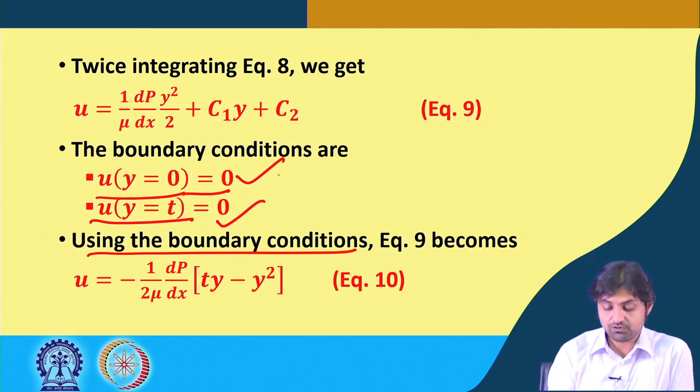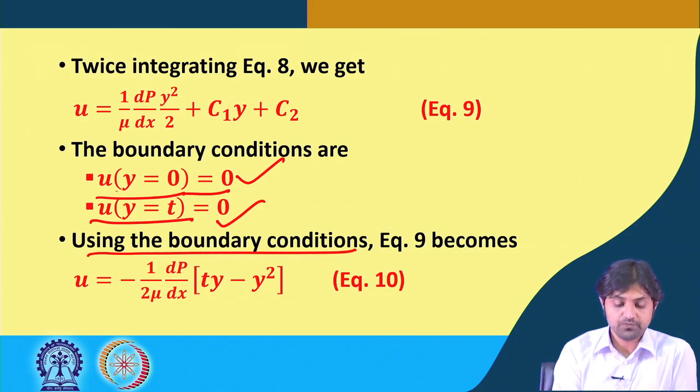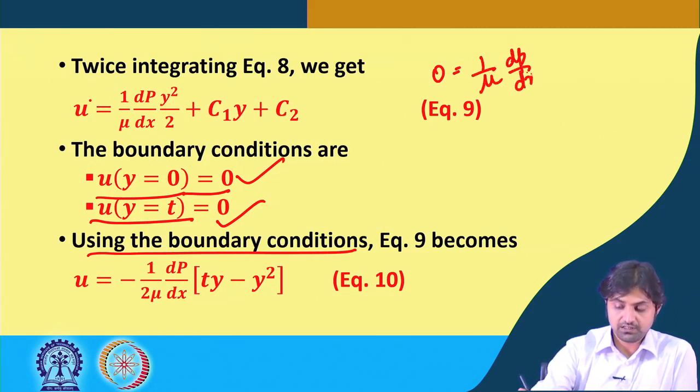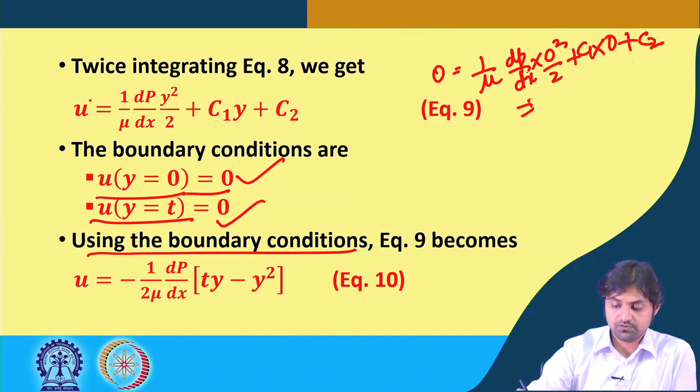I will just quickly tell you how it is done, so that you are able to repeat it at home. We say u at y equal to 0 is 0. So, in this equation, put u is 0 at y equal to 0: 1 by mu dP/dx, y is 0 square by 2, plus C1 into 0, plus C2. This will give C2 is equal to 0.